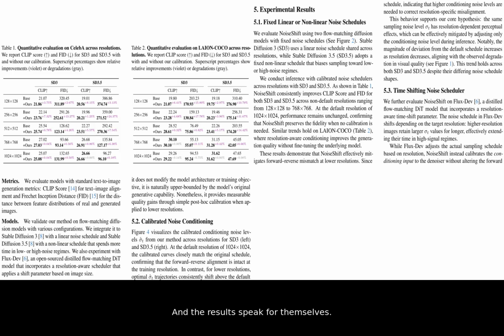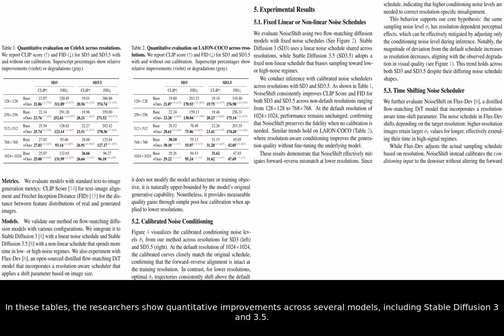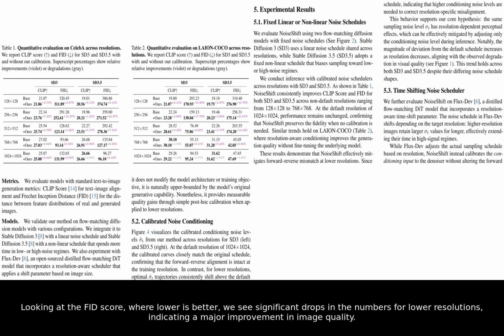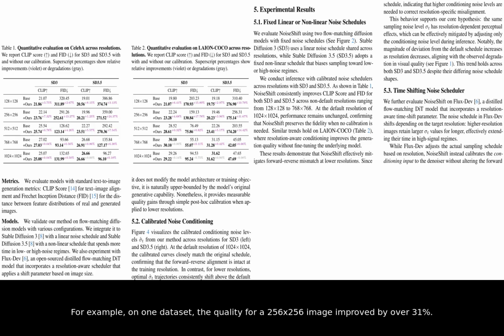And the results speak for themselves. In these tables, the researchers show quantitative improvements across several models, including Stable Diffusion 3 and 3.5. Looking at the FID score, where lower is better, we see significant drops in the numbers for lower resolutions, indicating a major improvement in image quality. For example, on one dataset, the quality for a 256 by 256 image improved by over 31%.